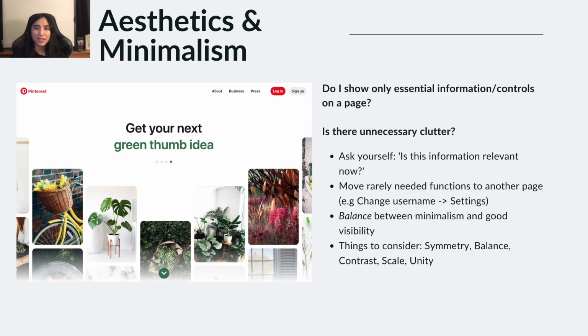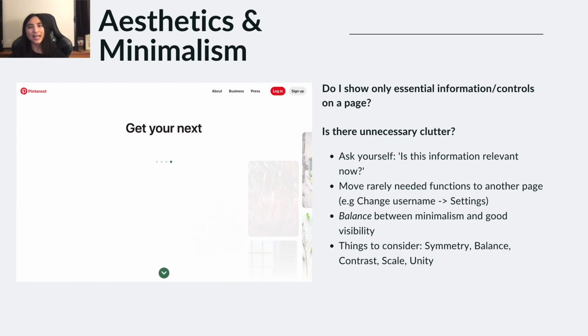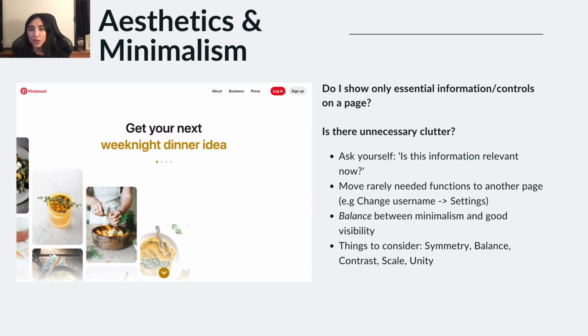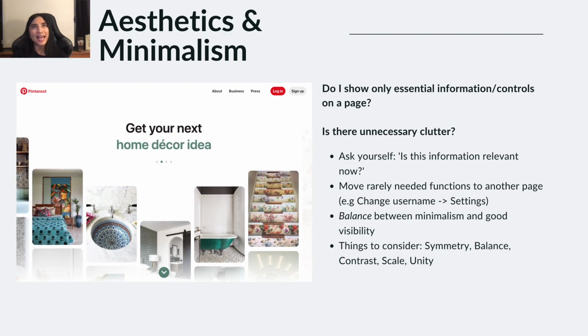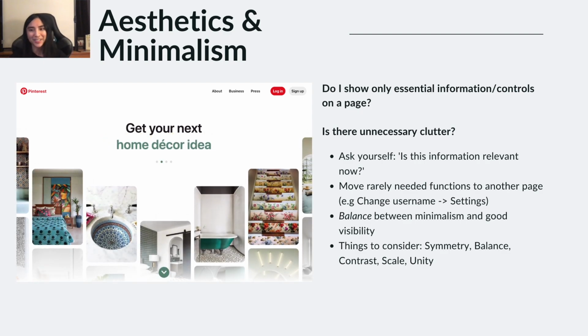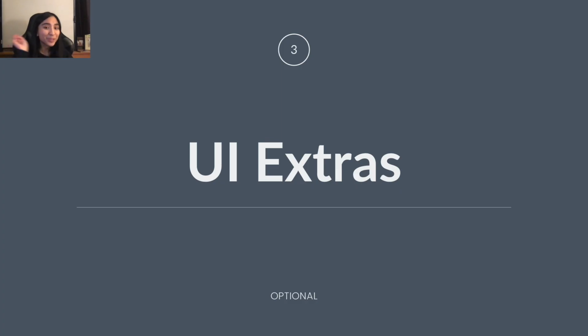Lastly, things to consider are symmetry, balance, contrast, scale, and unity. These are visual design principles that you can research even further, and they just help to improve the aesthetics and cohesiveness of your application.